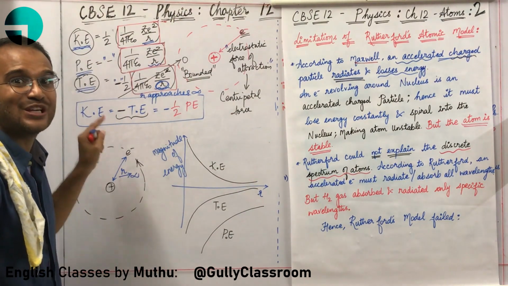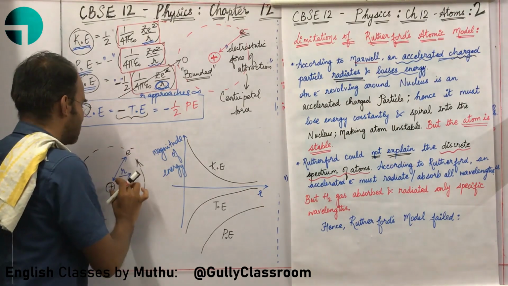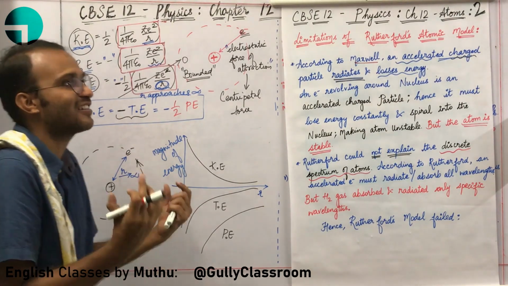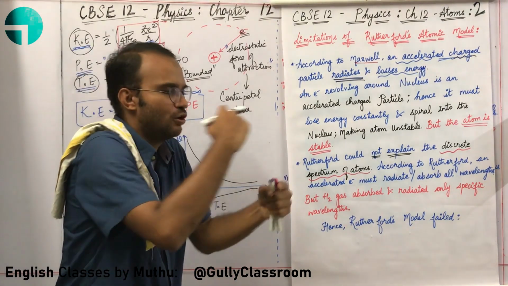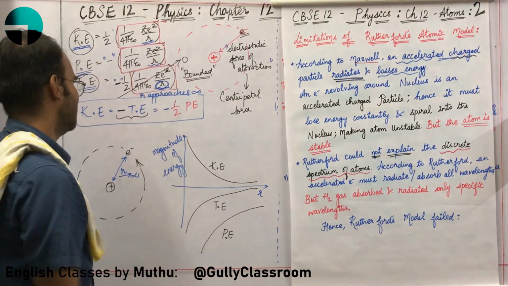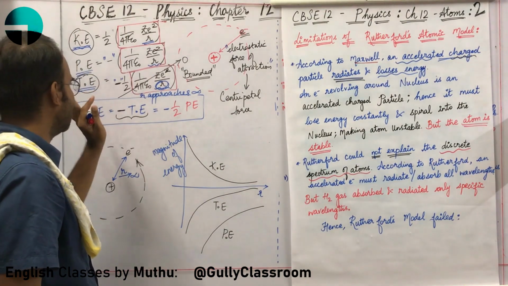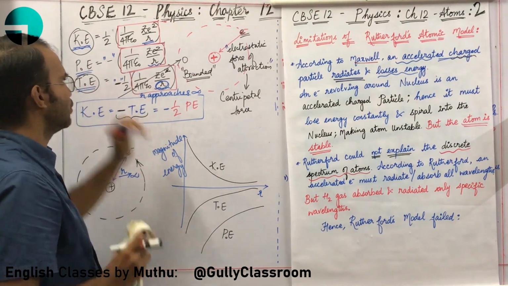As long as the total energy is negative, what is happening? The electron is bounded to the nucleus. The electron is under the control of the nucleus. The electron is undergoing revolutions around the nucleus. Are you comfortable with this particular story? This concludes the mathematical analysis of Rutherford's model.